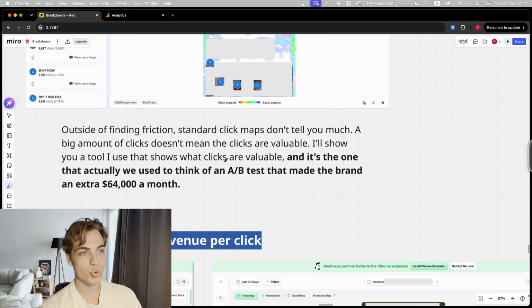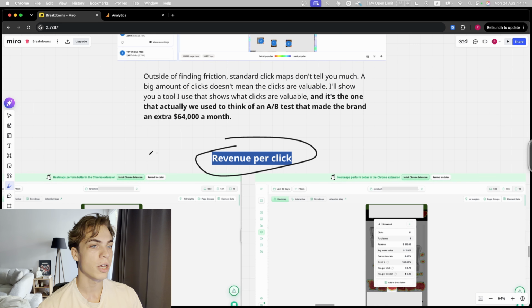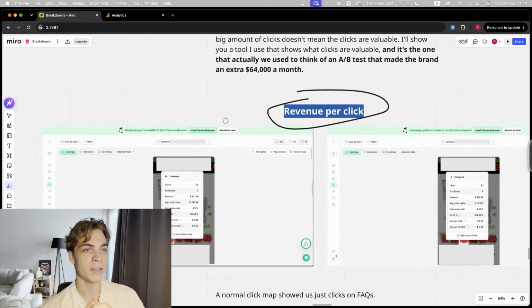So I will show you a tool that I actually use that shows you which clicks are valuable, and it is one that we used to come up with an A/B test, and this A/B test made the brand an extra 64,000 per month. And this is where revenue per click basically comes in. This app is called heatmaps.com, and it is very good.